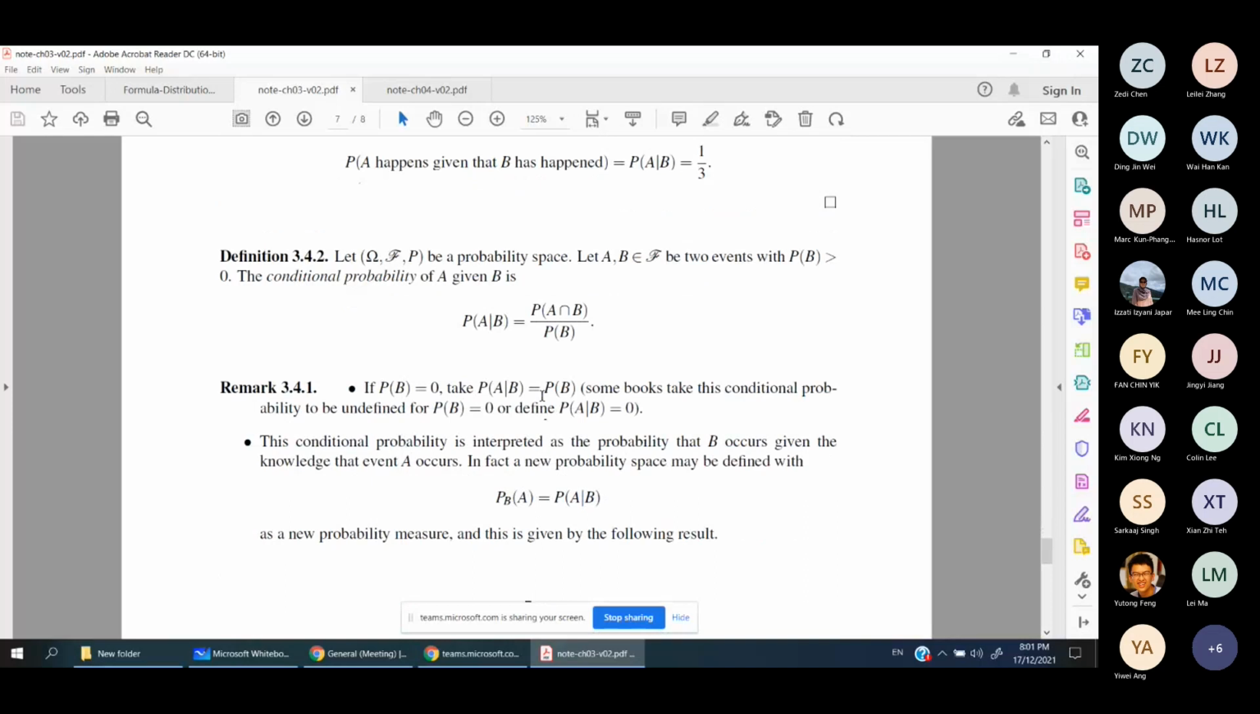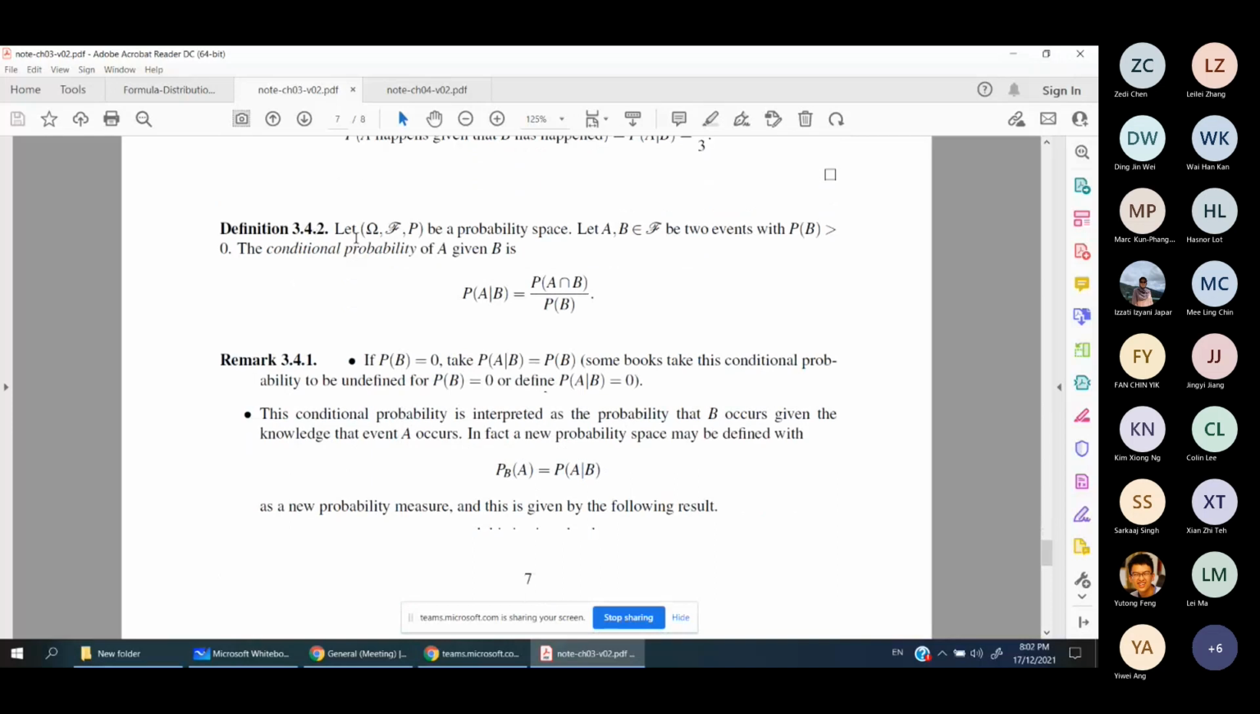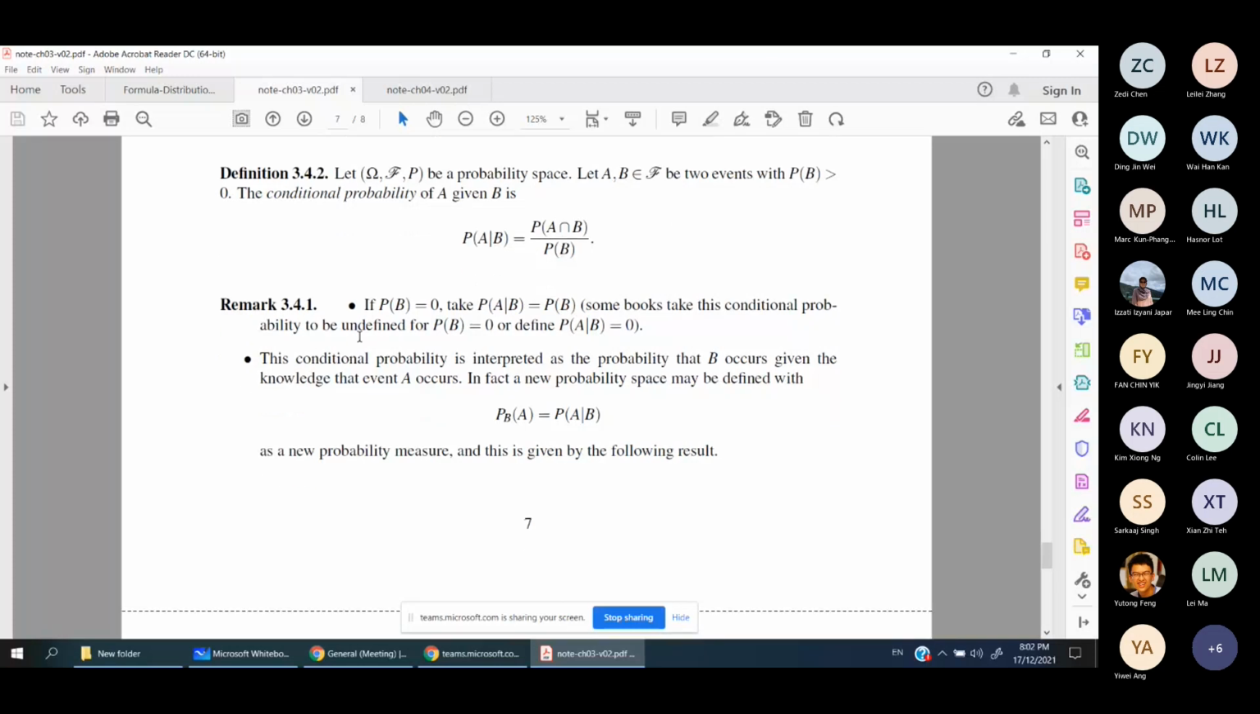Okay, so first of all, the definitions. As usual, if we have a probability space (Omega, script F, P), and let's say B is a fixed event with non-zero probability, then the conditional probability of A given B is P(A and B) over P(B). You should have already seen this definition before, in your undergraduate course.